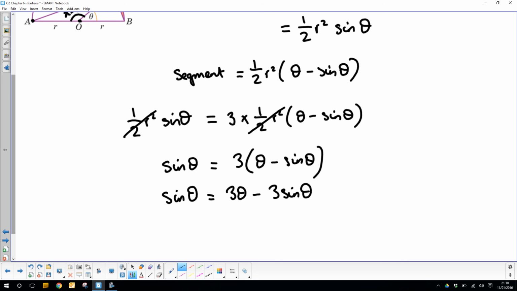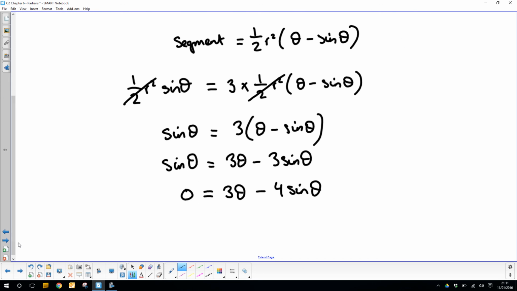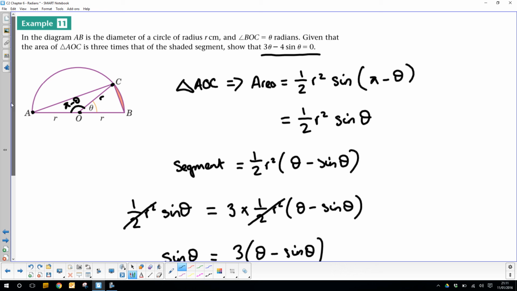Then minus sine theta, which side do we take it to? Yeah, we take it to the right, so we'll minus sine theta from both sides, and we get 3 theta minus 4 sine theta equals 0. And that's exactly what they wanted. Okay? So we're done. What does this really tell us? Well, at the moment, that's not a massive issue. What we have managed to do is show what they wanted us to show, and we've shown that 3 theta minus 4 sine theta equals 0.